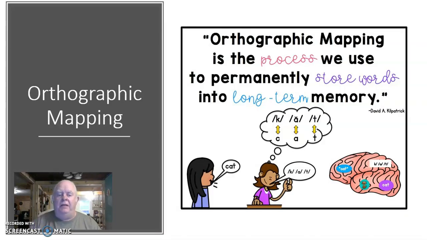Okay, now, orthographic mapping. This is basically how you take a word and learn it and get it into long-term memory. I learn a word today and I remember it next year. This is orthographic mapping. It's basically the left side of your head. There's a little spot here in the front and two little spots in the back. Those all together work together to have you remember words.